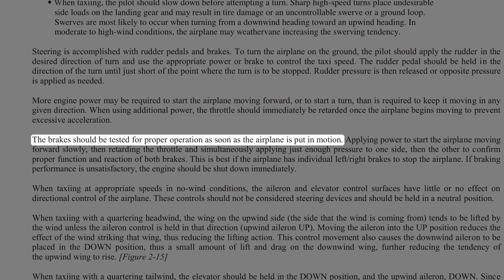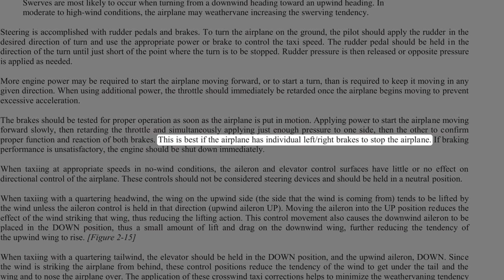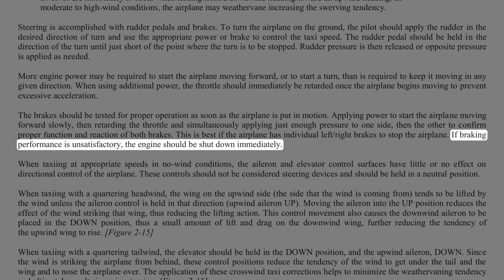The brakes should be tested for proper operation as soon as the airplane is put in motion. Apply power to start the airplane moving forward slowly, then retard the throttle and simultaneously apply just enough pressure to one side, then the other, to confirm proper function and reaction of both brakes. This is best if the airplane has individual left and right brakes to stop the airplane. If braking performance is unsatisfactory, the engine should be shut down immediately.